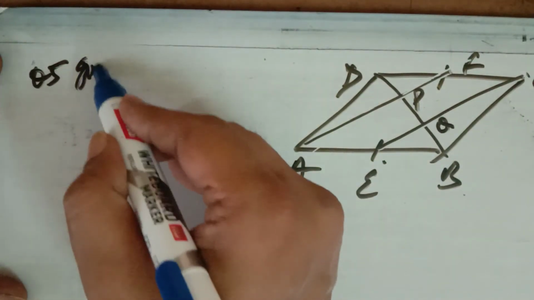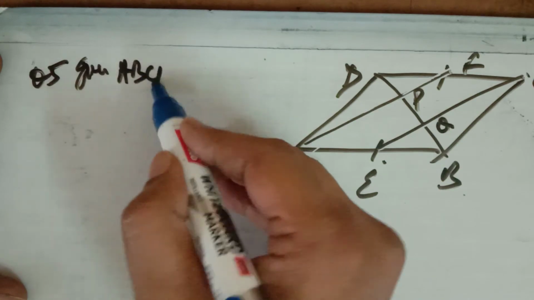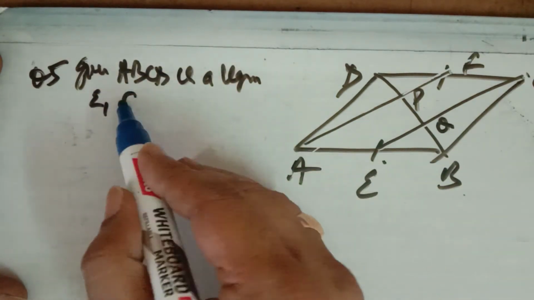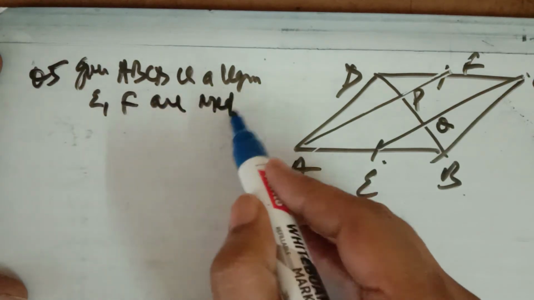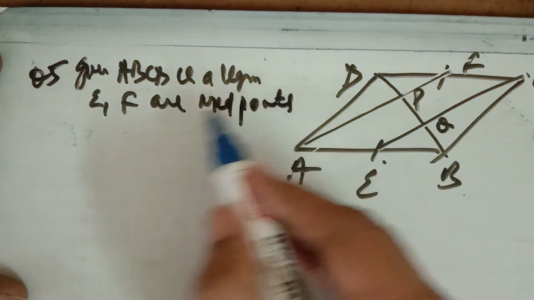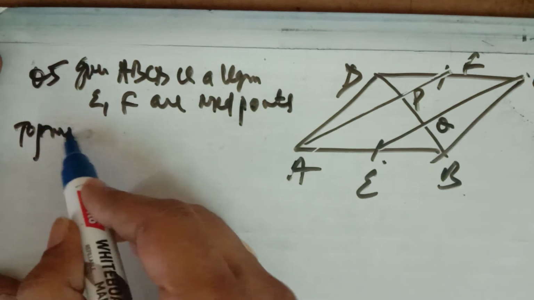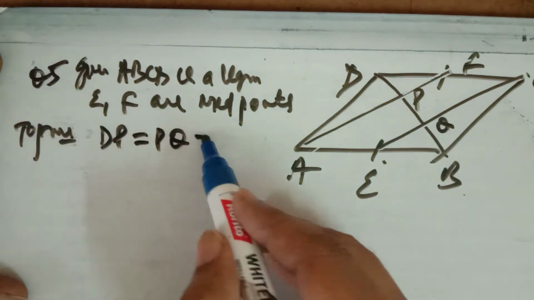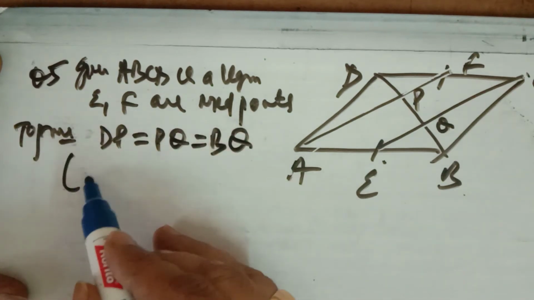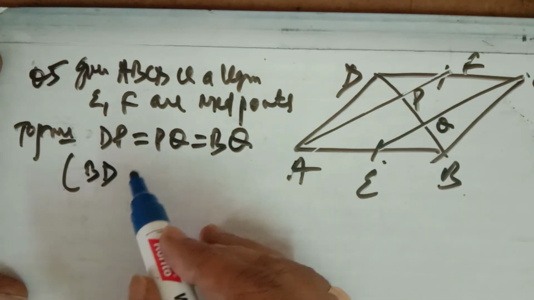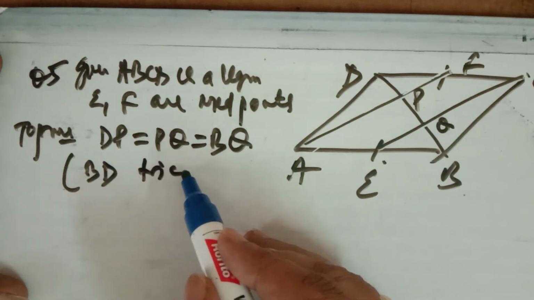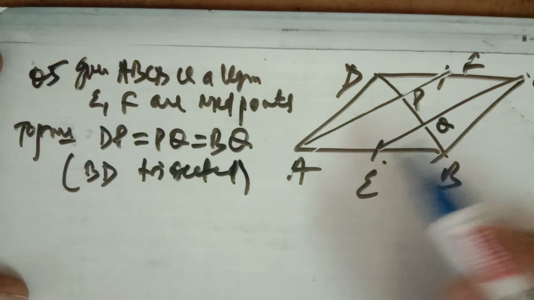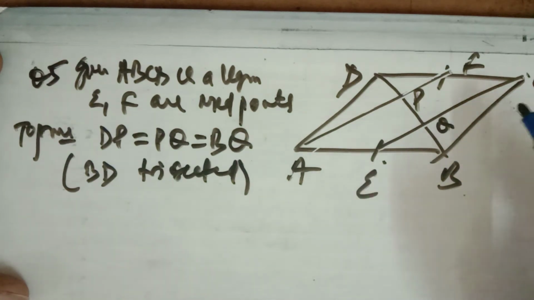So what is given? ABCD is a parallelogram. E and F are midpoints, and what you have to prove? You have to prove that DP is equal to PQ is equal to BQ, that is BD is trisected by AF and CE.